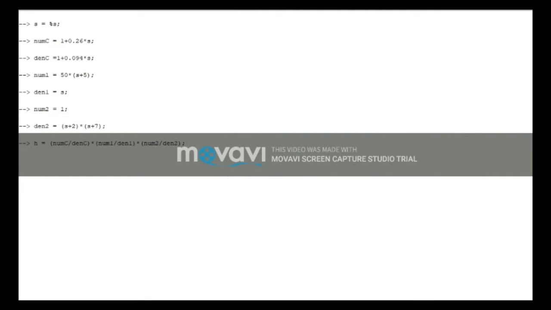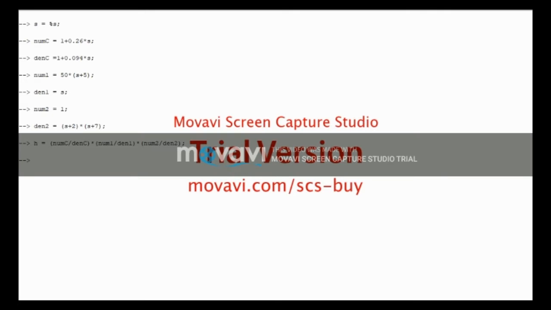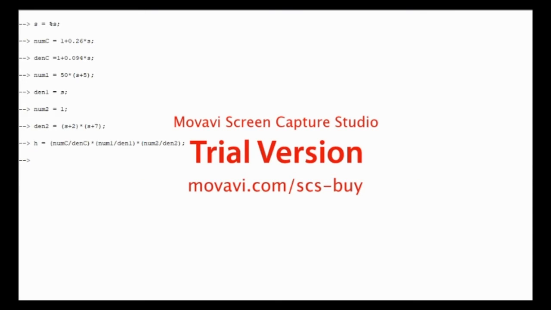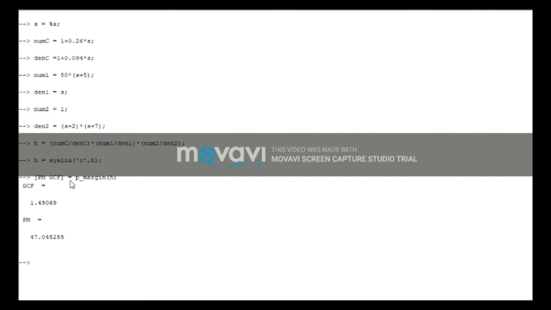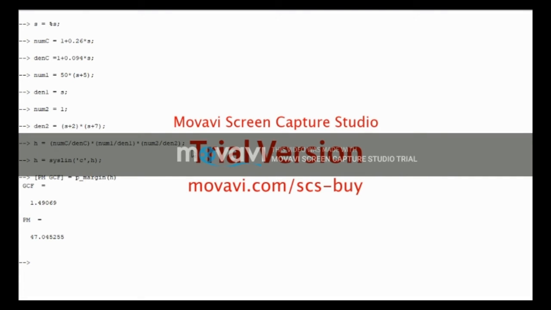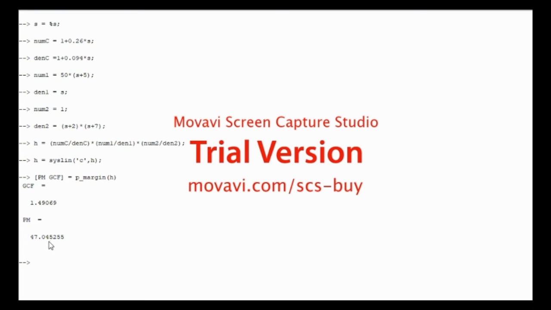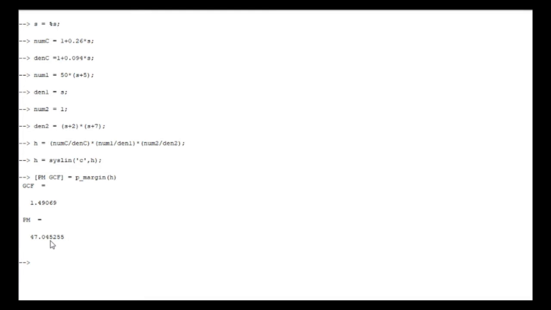Next, include the equation for calculation, the system line, and lastly display the phase margin using phase margin of GcF equals phase margin of H. H is the value calculated by using this equation. So the phase margin is 47.045255, or 47.05 degrees.